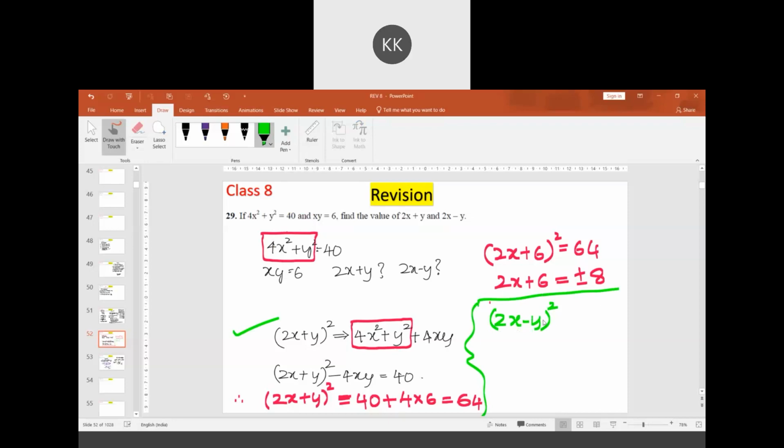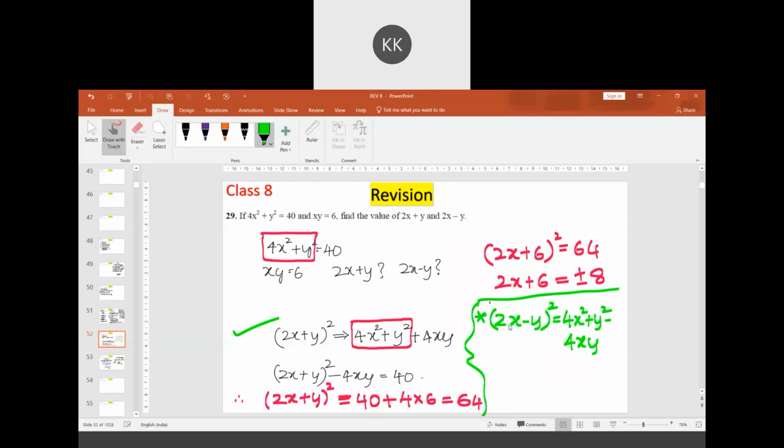Observe only this green colored one. I am taking 2x minus y whole square. I am using the identity: (2x) square becomes 4x square, plus y square, minus 2 times 2x into y, which is minus 4xy.